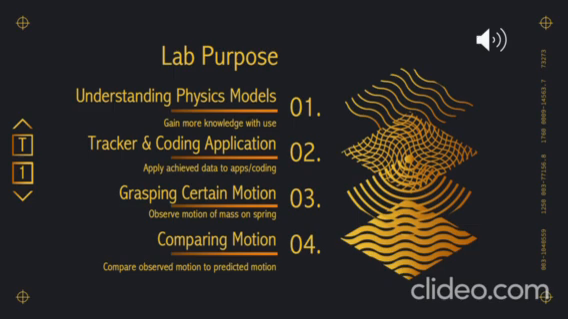This lab had many purposes. One general purpose was understanding physics models. Another general purpose was tracker and coding application. This lab also allowed us to better understand how motion works when there's a mass on a spring, and to compare motion among observed and predicted models.